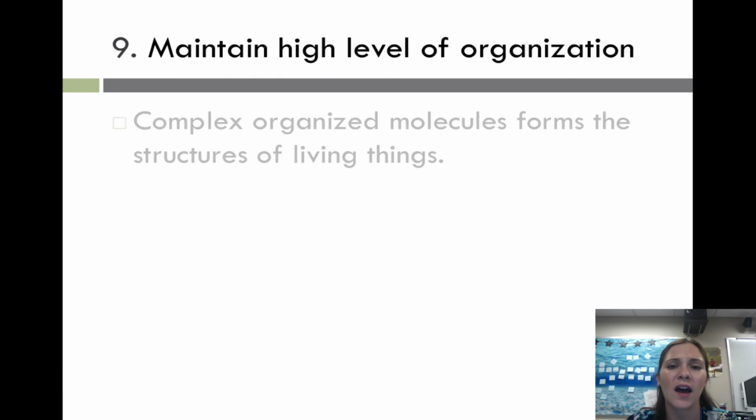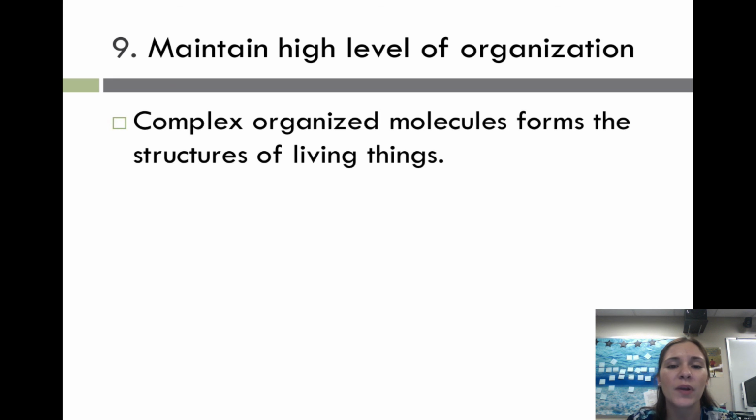Number 9, maintain a high level of organization. Complex organized molecules form the structures of living things. Again, when you eat food, your body breaks it down, or digests it, and uses those molecules to make who you are. That's an organized way of making things in your body. When your body fails to do that any longer, or you're not receiving the nutrients that you need, eventually the body, or any living thing, will face death. So that sums it up for the 10 attributes or characteristics of life.